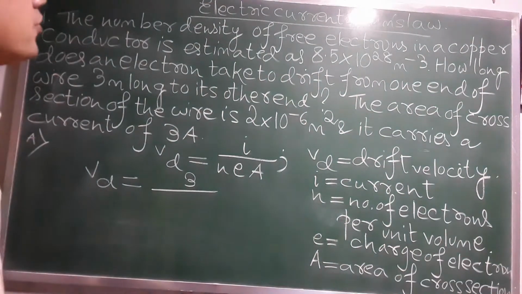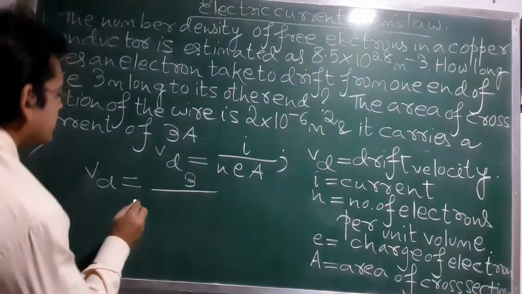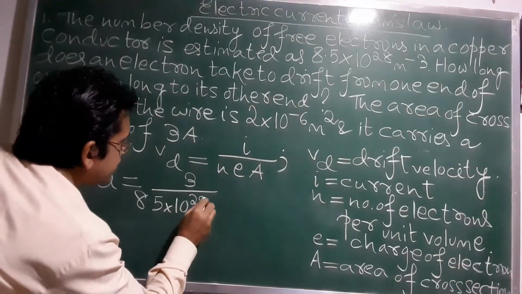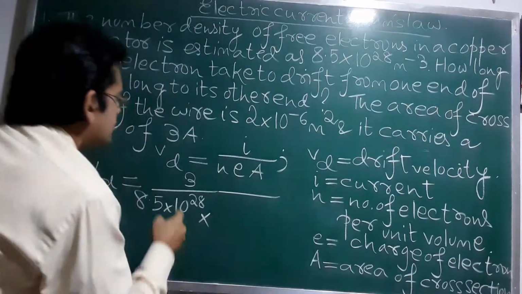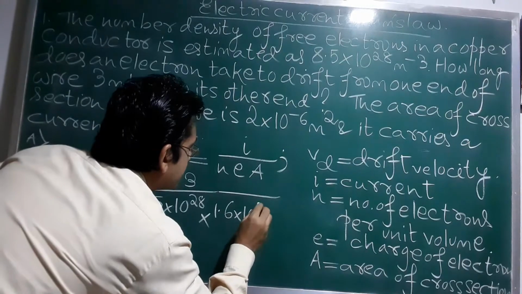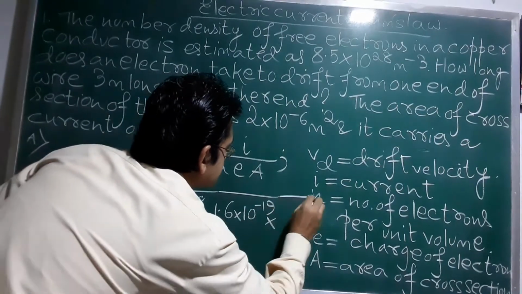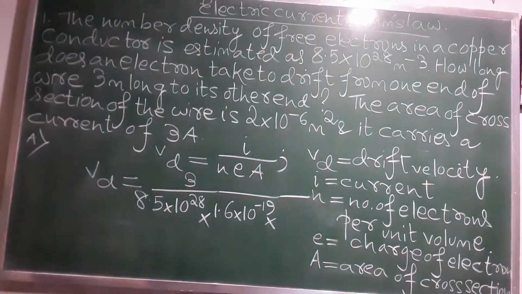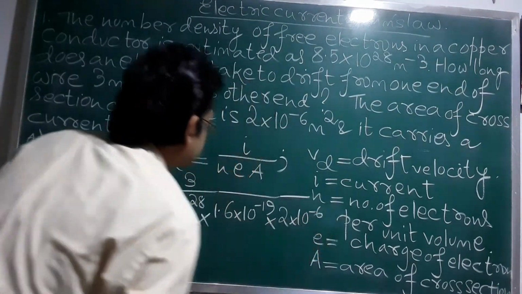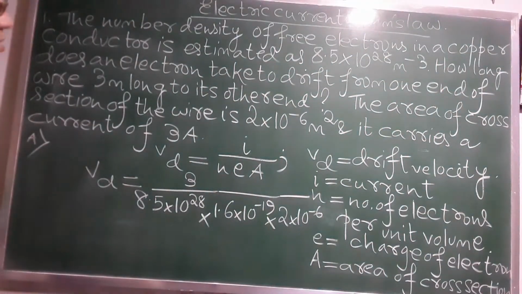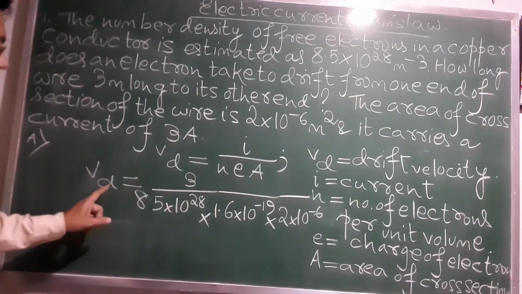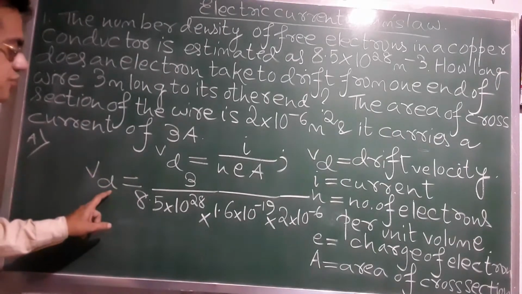Number of electrons per unit volume means electron density, 8.5 into 10 to the power 28. Charge of electron, 1.6 into 10 to the power minus 19. What is the area of cross section? 2 into 10 to the power minus 6. So this is the drift velocity. Vd stands for drift velocity.